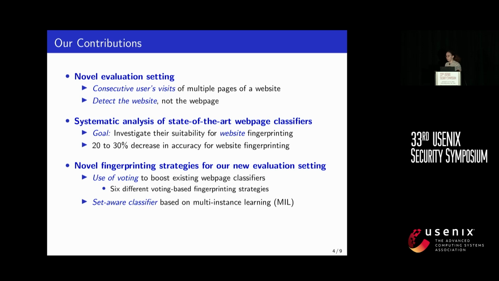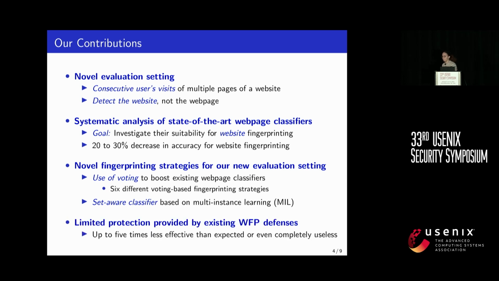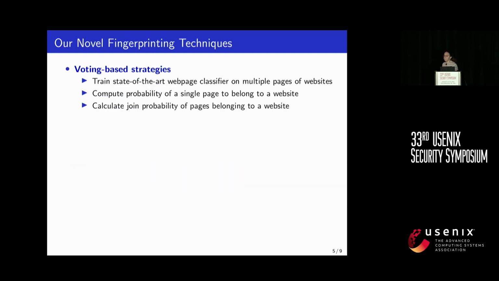First, we are using 6 different voting-based fingerprinting strategies in order to boost existing web page classifiers. And second, we propose a new set-aware classifier which is based on a new branch in machine learning called multi-instance learning. And finally, we show that when we use our novel strategies, existing website fingerprinting defenses have only limited protection.